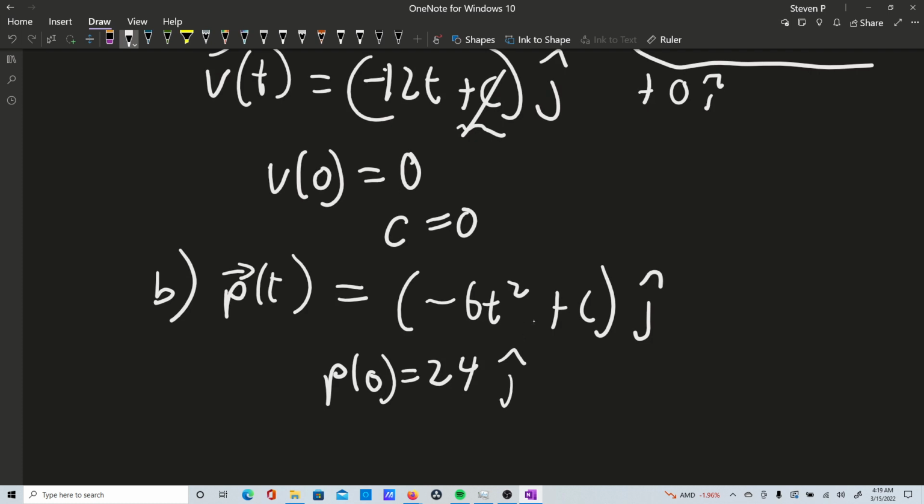So when you plug in 0, you get that c is equal to 24. You just take this thing, plug in 0, and you get that c has got to be equal to 24. So let's write that down, 24. And I guess I hat is again 0.